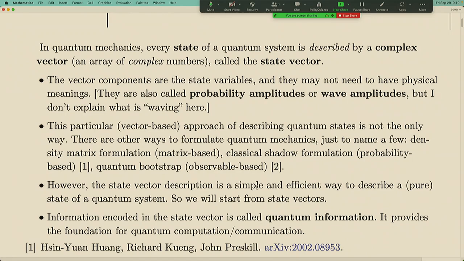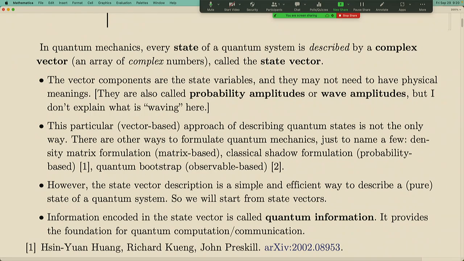This particular vector-based approach, as I said, is just one way to describe quantum mechanics. There are many alternative ways to describe quantum states, because the way you choose to describe the system is like a language choice. It's not unique. There is the density matrix description, which is matrix-based. There's the classical shadow formulation, which is probability-based. There's quantum bootstrap, which is observable-based. We're not going to cover all of this. In this lecture, we will stick to the simplest state-based, vector-based description, using state vectors to describe a pure state of a quantum system, which turns out to be both a simple and efficient way, and a good starting point.